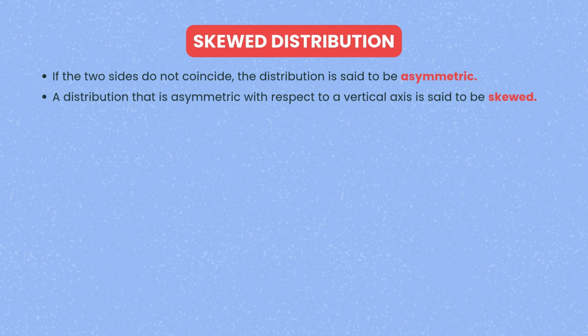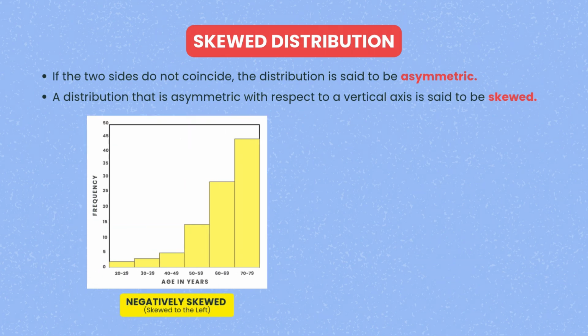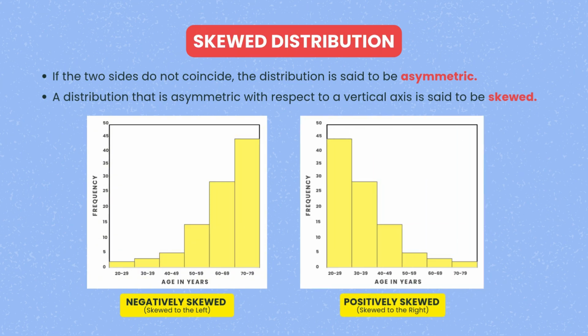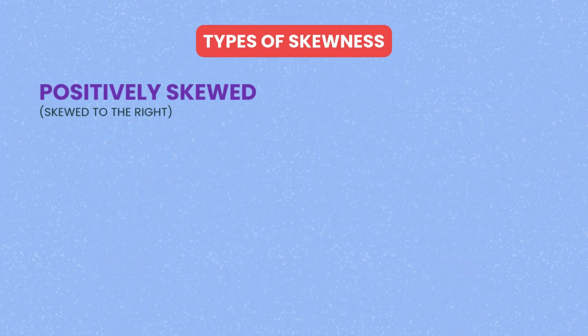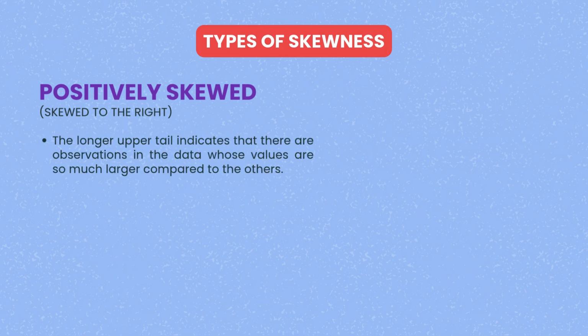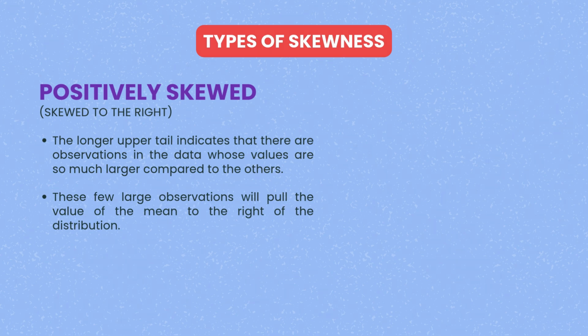We have two types: the negatively skewed or the skewed to the left distribution, and the positively skewed or skewed to the right distribution. Let's talk about these two in detail in the succeeding slides. Let's discuss first a positively skewed distribution. The longer upper tail indicates that there are observations in the data whose values are so much larger compared to the others. These few large observations will pull the value of the mean to the right of the distribution.